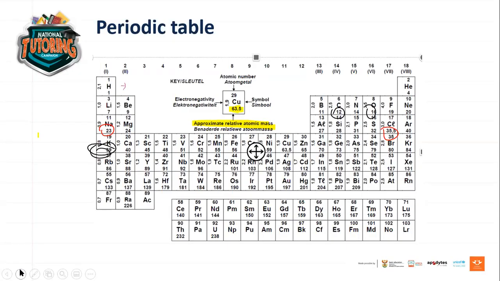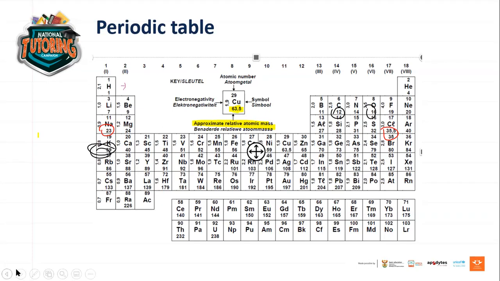So we refer to the periodic table because in order to work out the number of moles, we need to have mass divided by molar mass. So in order to get the molar mass, we need to look at the periodic table. And we look at the relative atomic mass on the periodic table to work out the molar mass of an element or of a compound.